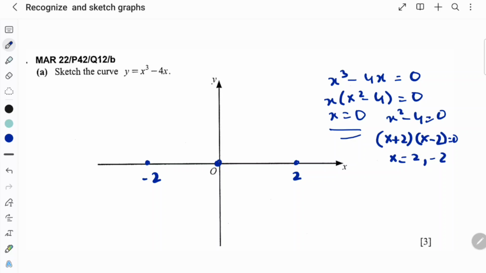We'll have to draw the curve which will intersect the x-axis at 2 and minus 2. And if you want to know where it is intersecting the y-axis, you know that it will intersect at 0, because y equals x cubed minus 4x. If I put 0 for x, y is 0, so it means that the curve will intersect at 0.